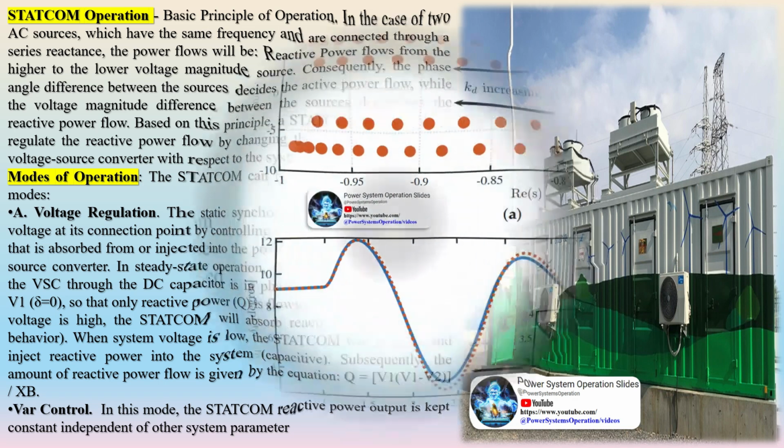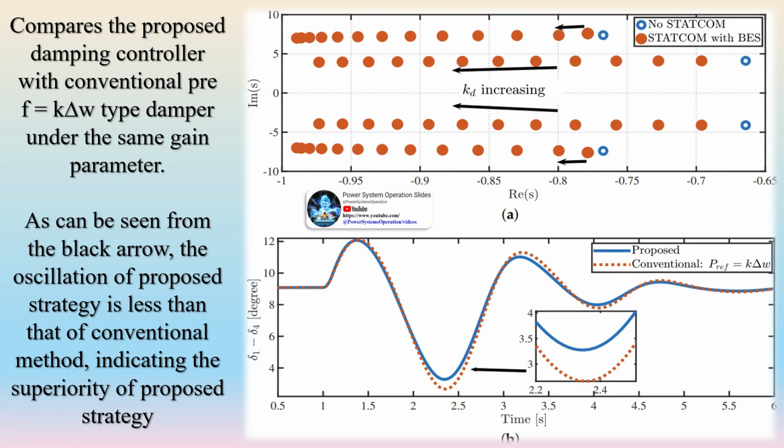STATCOM operation. Basic principle of operation. In the case of two AC sources, which have the same frequency and are connected through a series reactance, the reactive power flows from the higher to the lower voltage magnitude source. Consequently, the phase angle difference between the sources decides the active power flow, while the voltage magnitude difference between the sources determines the reactive power flow. Based on this principle, a STATCOM can be used to regulate the reactive power flow by changing the output voltage of the voltage source converter with respect to the system voltage.